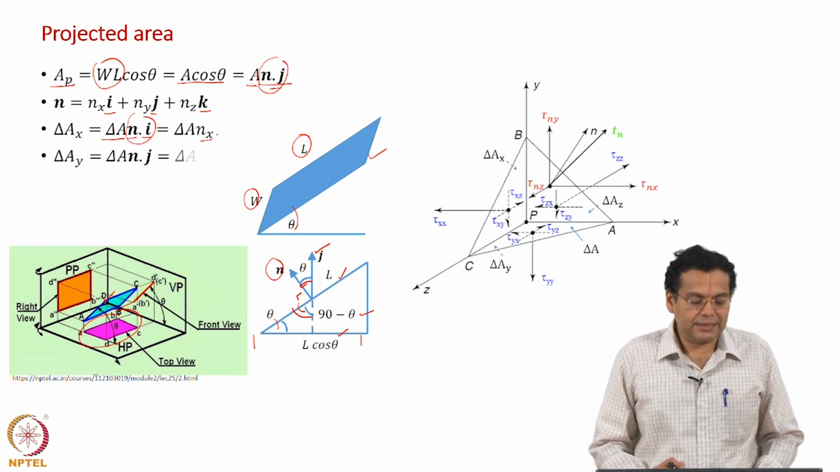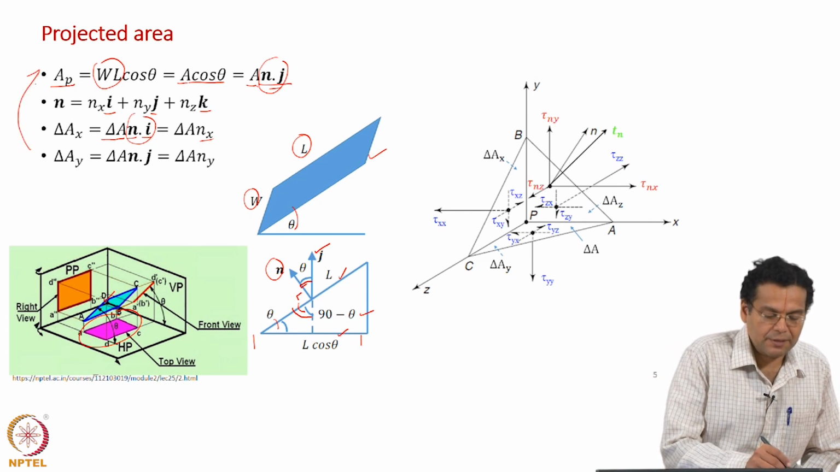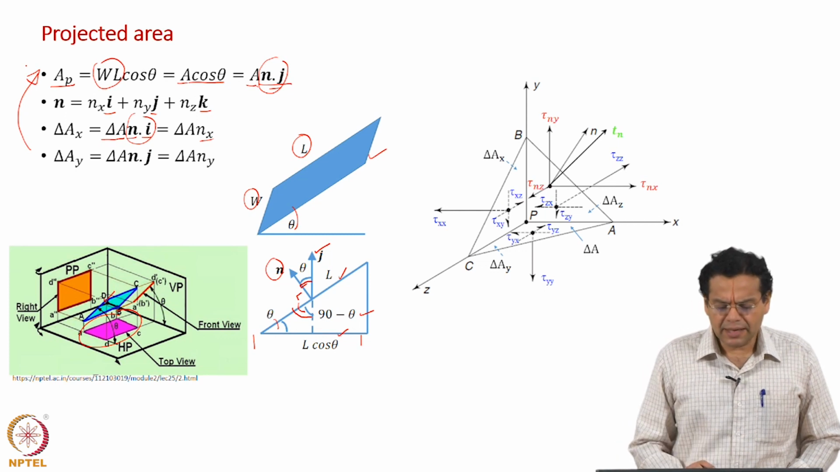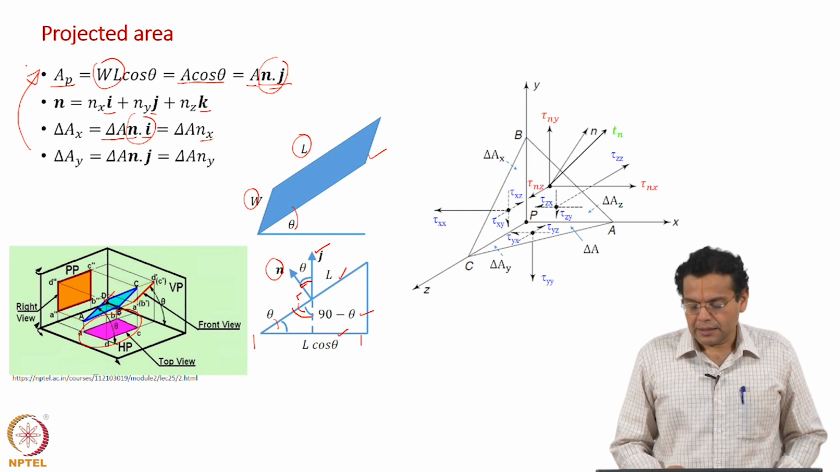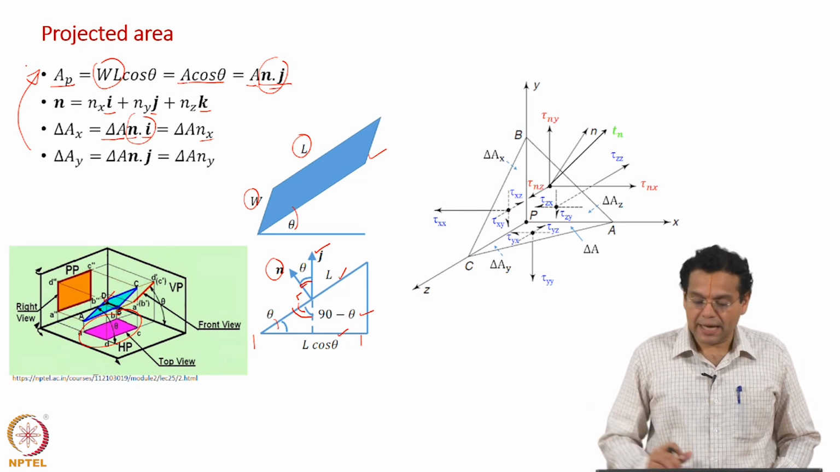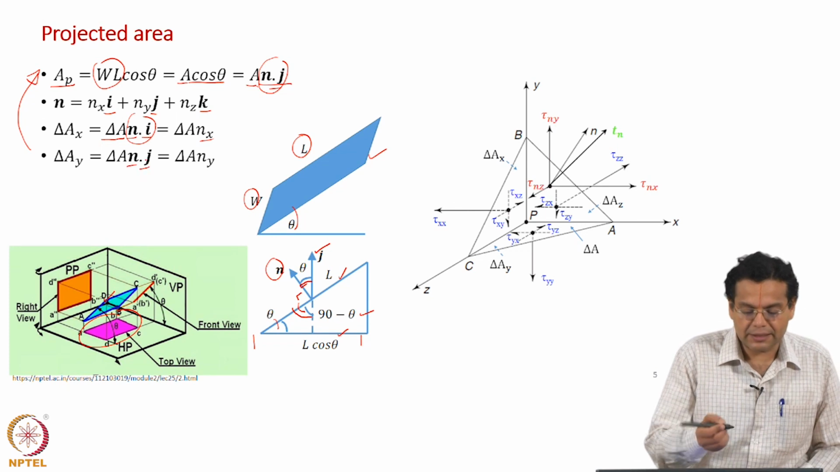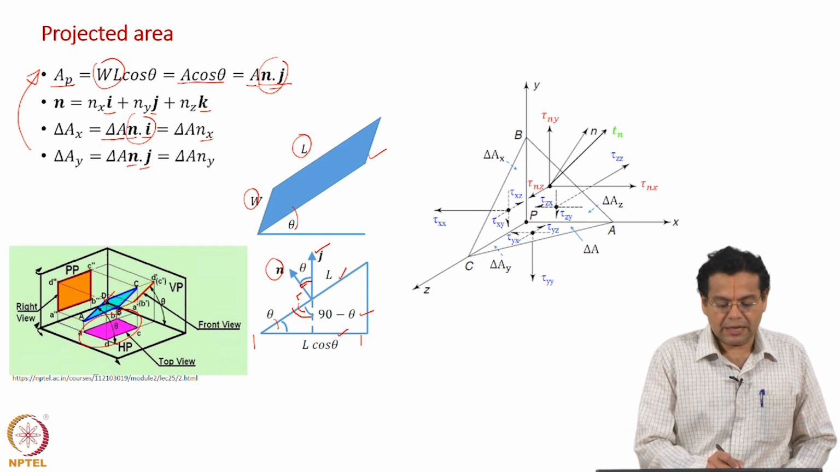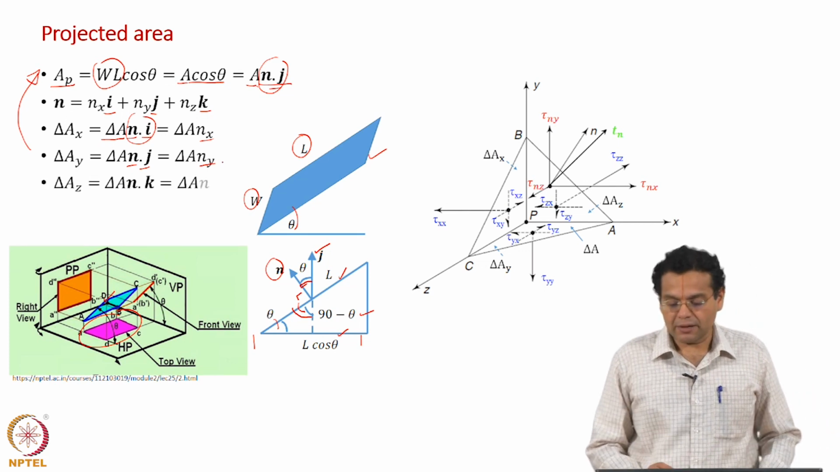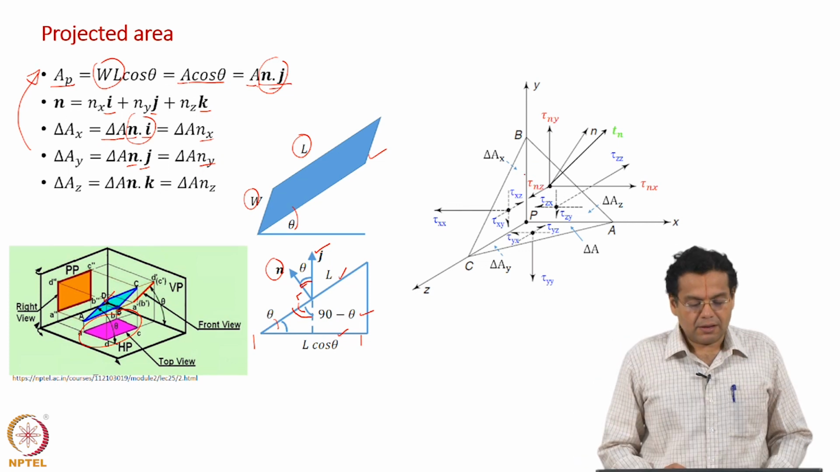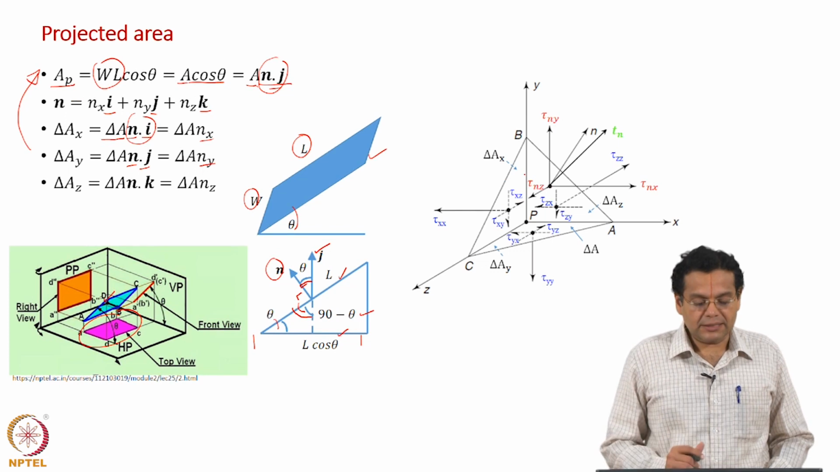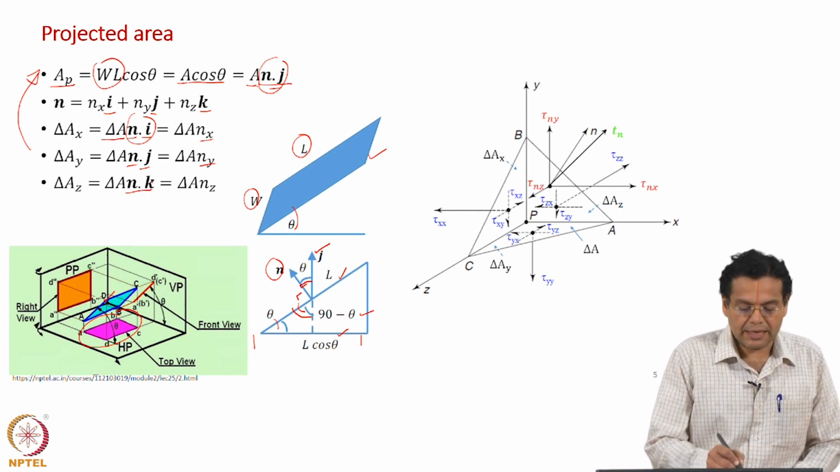Similarly for the y direction, this becomes almost the same as this. Delta Ay is equal to delta A into n dot j, because delta Ay is the projection of our arbitrary plane on the y plane, and the normal to that is j. So n dot j is what we have to use, which is ny. Similarly, delta Az is the projection of our plane on the plane whose normal is the z axis, so we have to use n dot k, giving us nz.